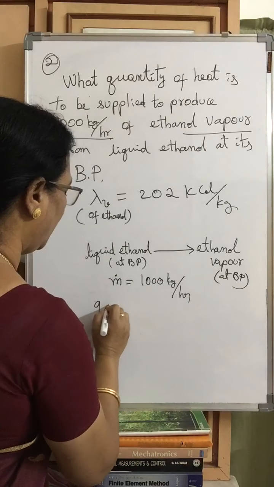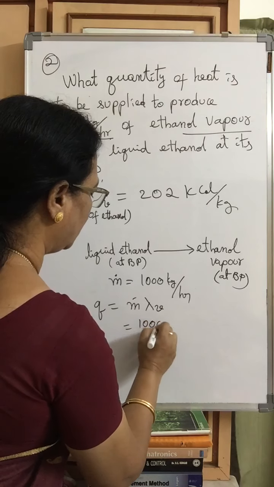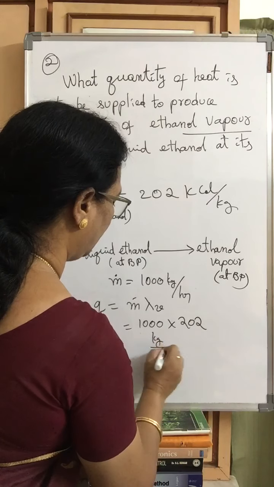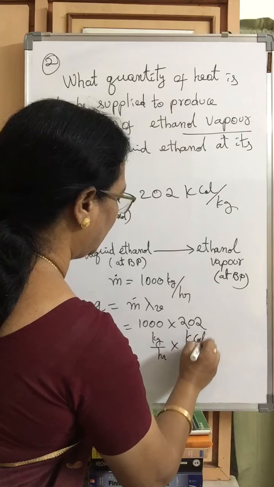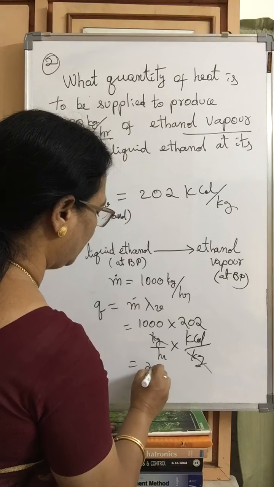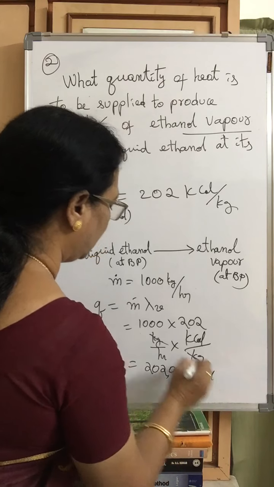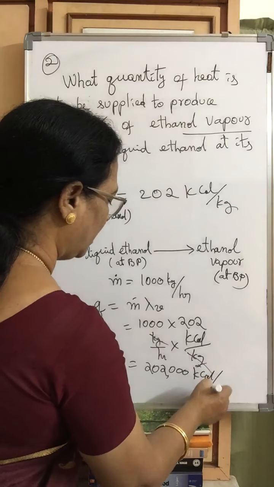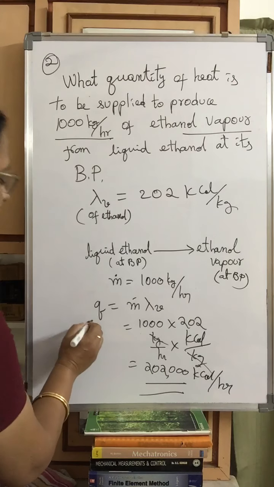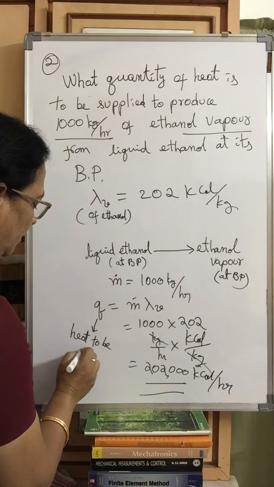202. Therefore the quantity of heat supplied is m dot into lambda V. That is 1000 into lambda V, which is 202. This is kg per hour and this is kilocalorie per kg. The kg will get cancelled. That is 1000 kilocalories. Since we are taking this per hour, here also you will have a per hour. This is the heat to be supplied.